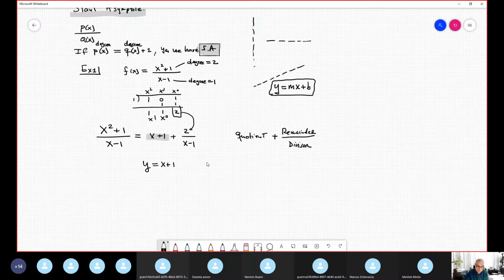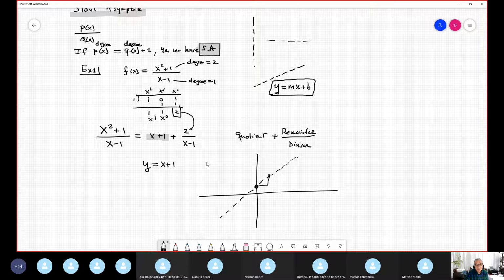Okay, this line is easy. This line is, you know, the y-intercept is 1 here, and its slope is 1. So run and rise 1, 1. Another point, and you are drawing the slant asymptote.